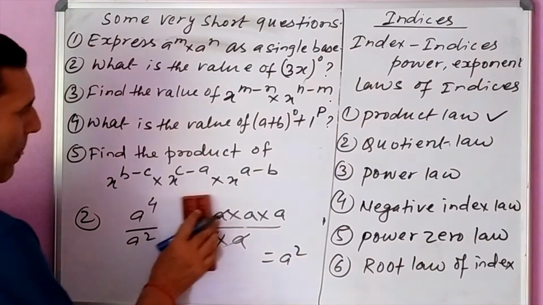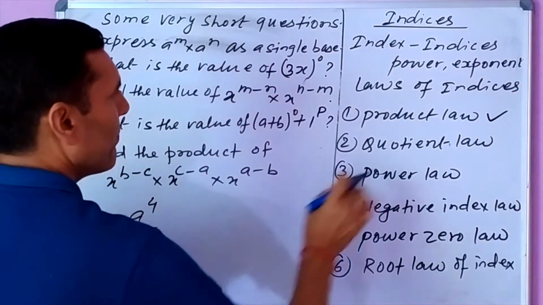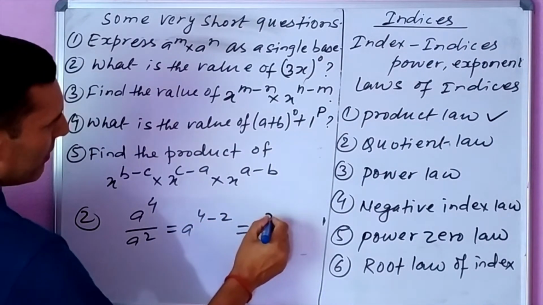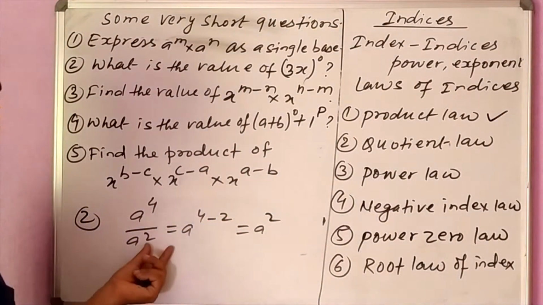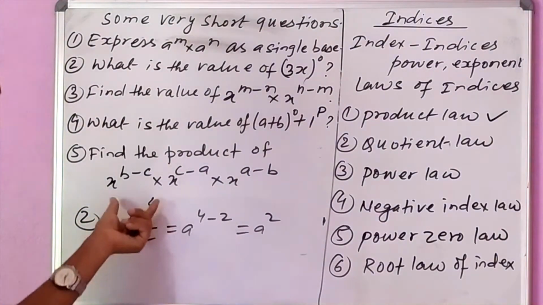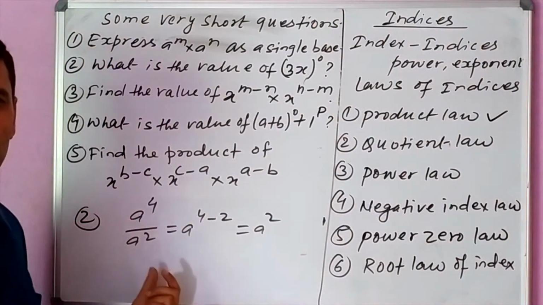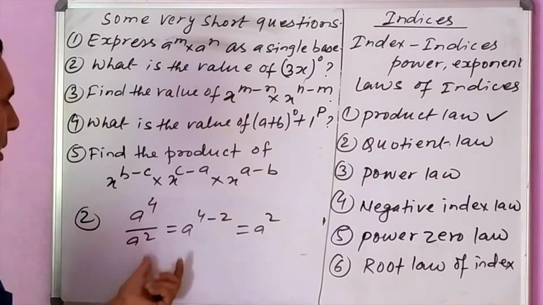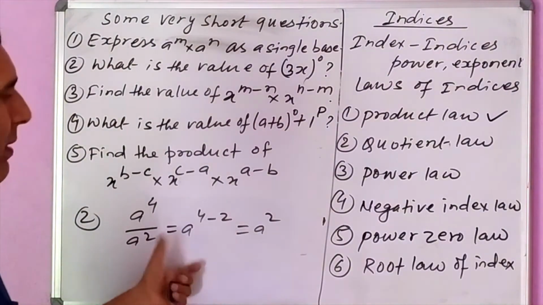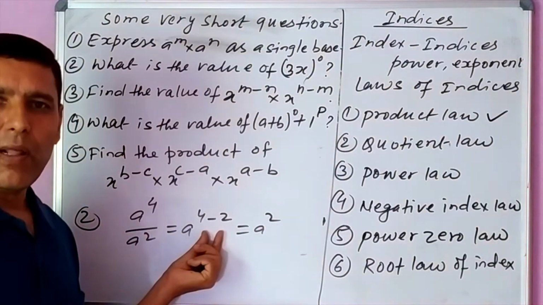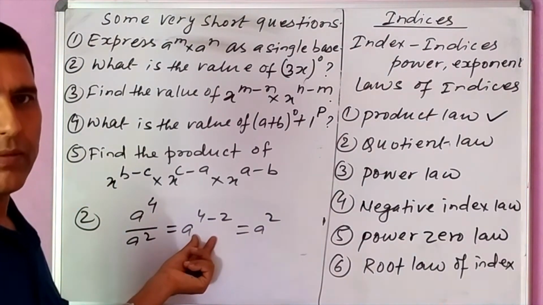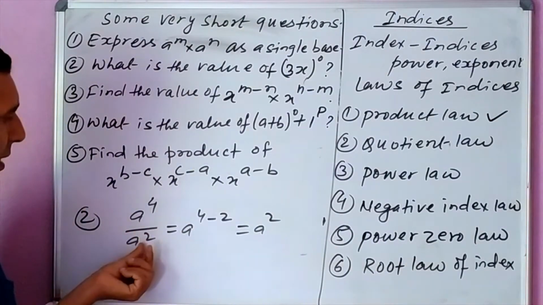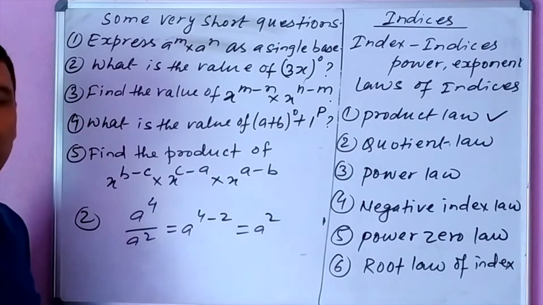Now if we use this quotient law, look here, it can be written as a to the power 4 minus 2, that is a square. So very simply, when we have the same base and the division, that means quotient form. While dividing, if the numerator and denominator both have the same base, then we can collect the power together, either in numerator or denominator, just changing the sign. If we are bringing this denominator to numerator, like look here, plus 2 becomes minus 2.